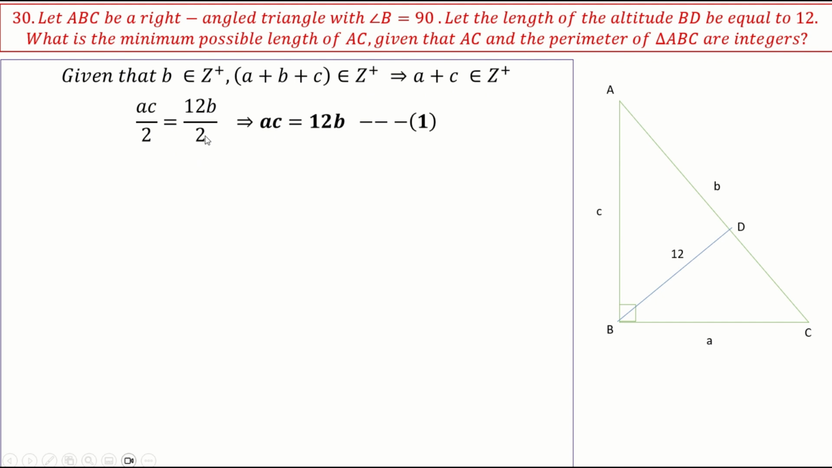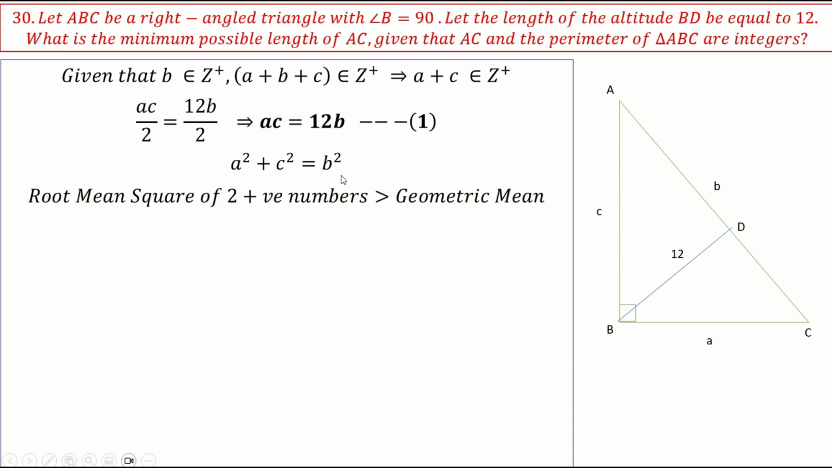Now, from this triangle I can easily calculate the area two ways. One is AC by 2, which is equal to 12 into B by 2, right? Which implies AC equals 12B. This is my first equation, for finding B and limits of B. Second, of course, we have the Pythagoras theorem, which is very simple.